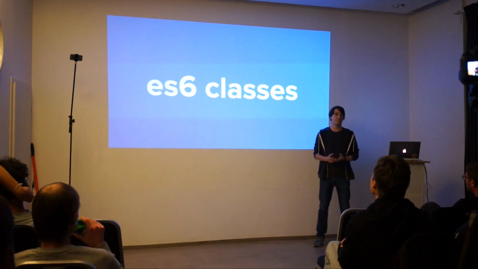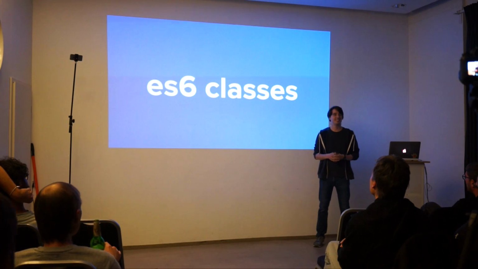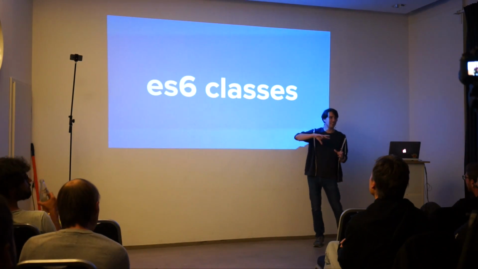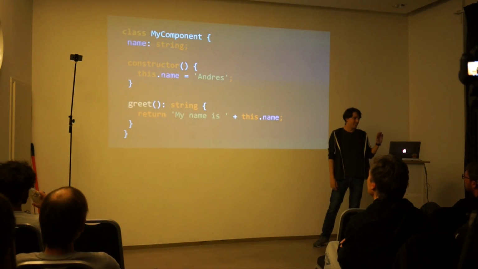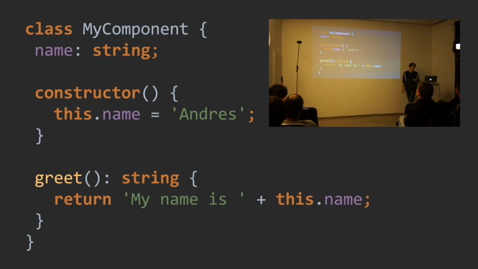If you have experience with Node, you have a file and everything is private unless you export it. So ES6 classes look like this. You have this thing called class, my component, and you have a property, you have a constructor. The constructor is just like the regular constructor that you would have in JavaScript, and you have a function. As you can see, there's not a lot of boilerplate. You don't have the function keyword or var or stuff like that.